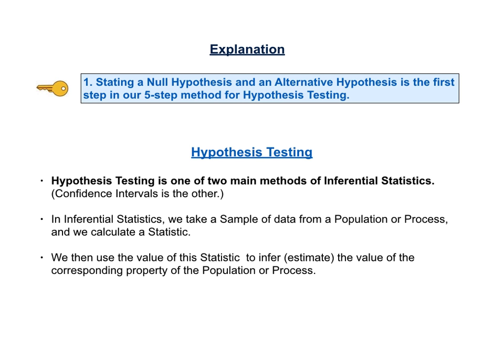In inferential statistics, we take a sample of data from a population or process and we calculate a sample statistic, like the sample mean or sample standard deviation. We then use the value of this statistic to infer or estimate the value of the corresponding property of the population or process. For example, the population mean or the process standard deviation.